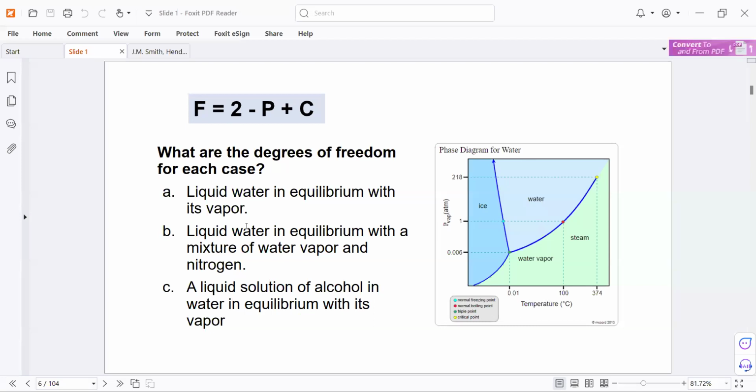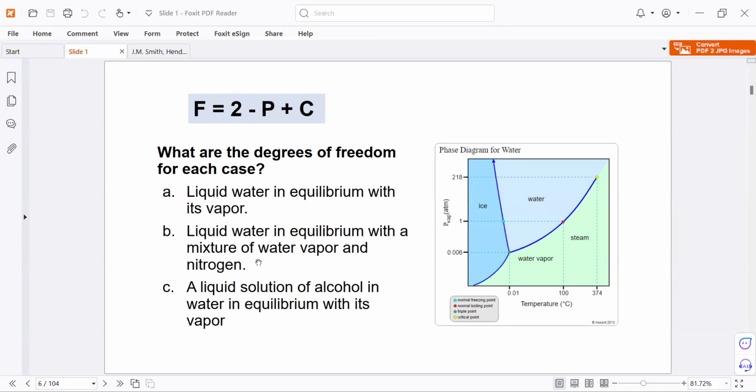Next, we have letter B, liquid water in equilibrium with a mixture of water vapor and nitrogen. How many phases? 2, because we have vapor and liquid. And how many chemical species? We also have 2, water and nitrogen. So 2 minus 2 plus 2 equal to 2. So the answer for letter B is 2.